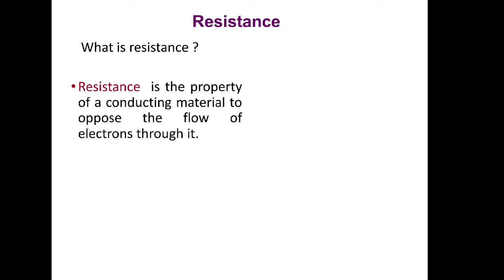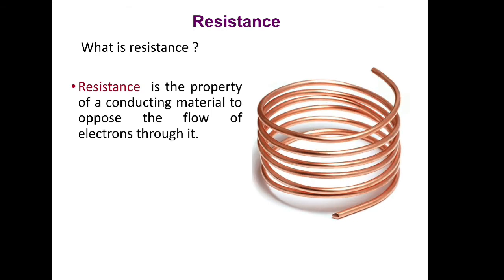Definition: resistance is the property of a conducting material to oppose the flow of electrons through it. Resistance and resistor are different. A resistor is a noun whereas resistance is an adjective. So resistance is a property of a resistor. Its unit is ohms, and it is denoted by the symbol R.